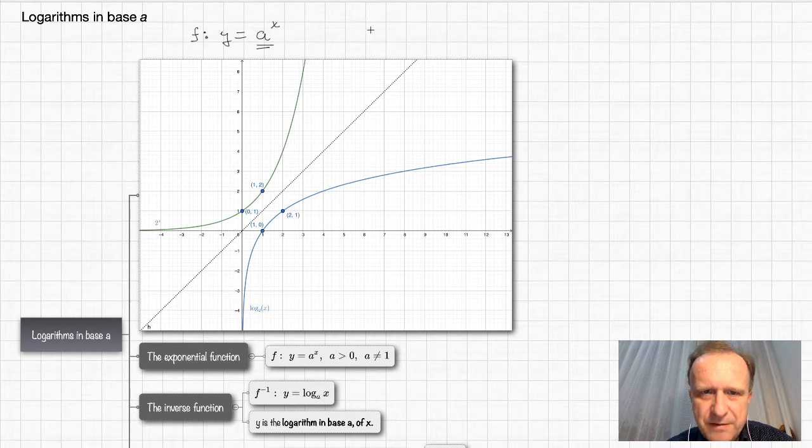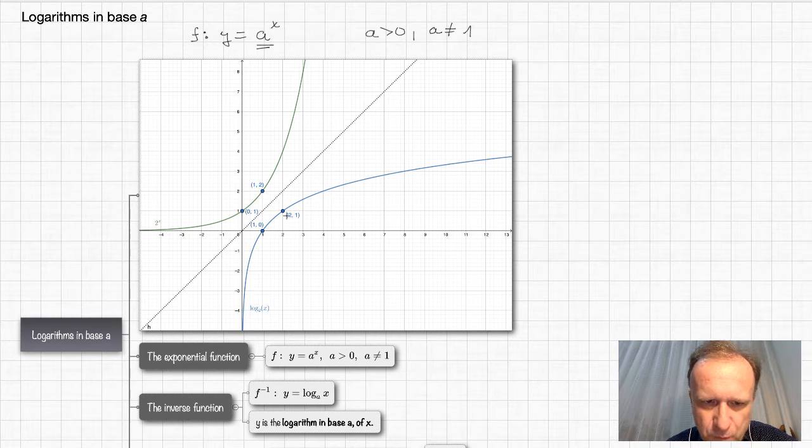The base can be positive, and moreover it should be different from 1. It cannot be 0, sorry, but 1. It cannot be 1. So in order to have an exponential function, you have to have a positive base which is different from 1. Now here I have the green curve which represents the choice of the base a equal to 2. So my function f is 2 to the power of x.